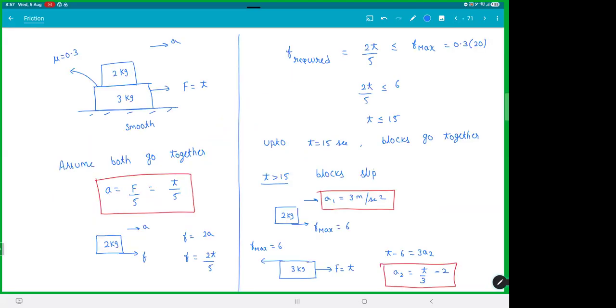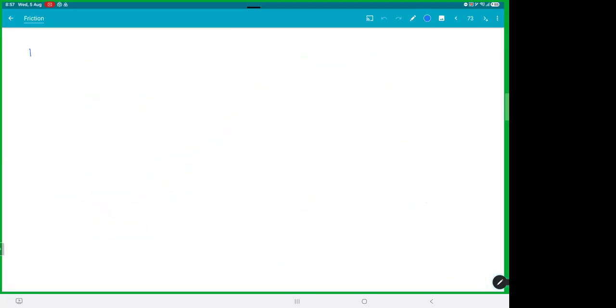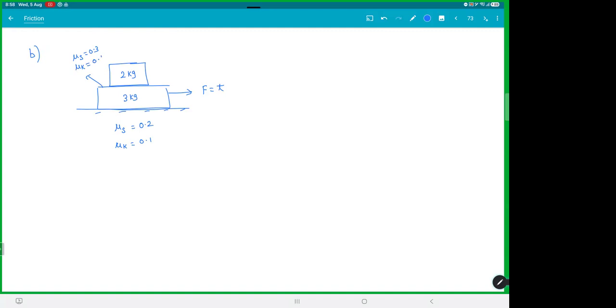Now, same question. Let's push it a little more. Now I'll keep the numbers the same. Let's say this is 2 kg, this is 3 kg, and this F is equal to T. Let's say this mu S is equal to 0.2 and mu K is 0.1 there. Now I'm bringing in mu S and mu K. And let's say this mu S is 0.3 and this mu K is 0.1.